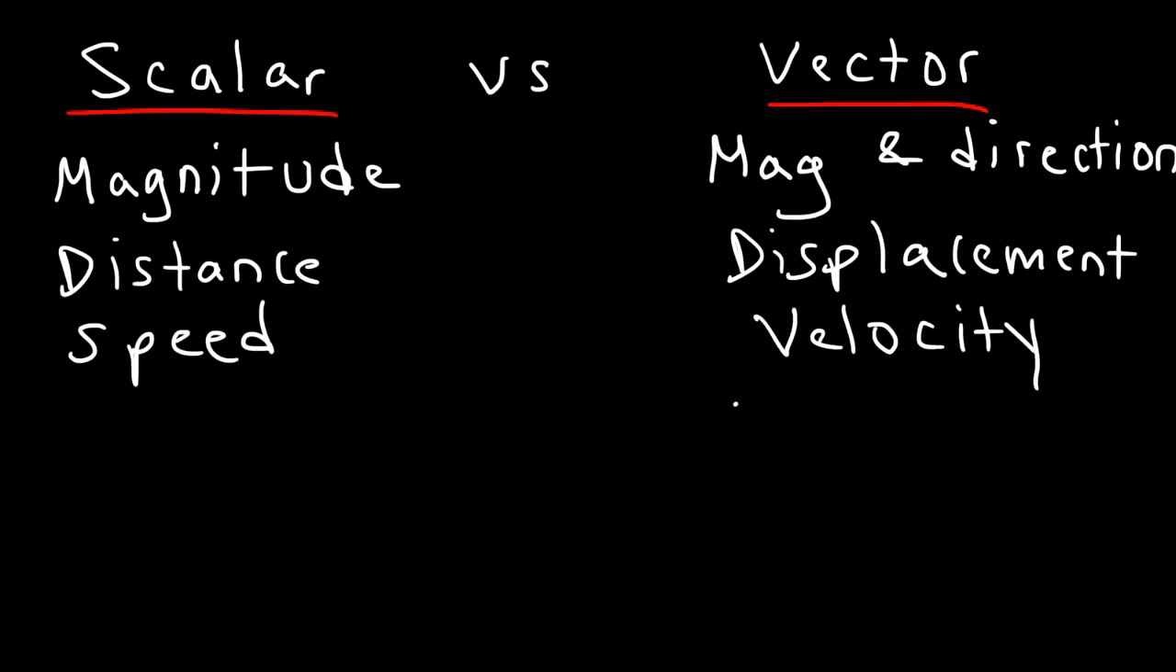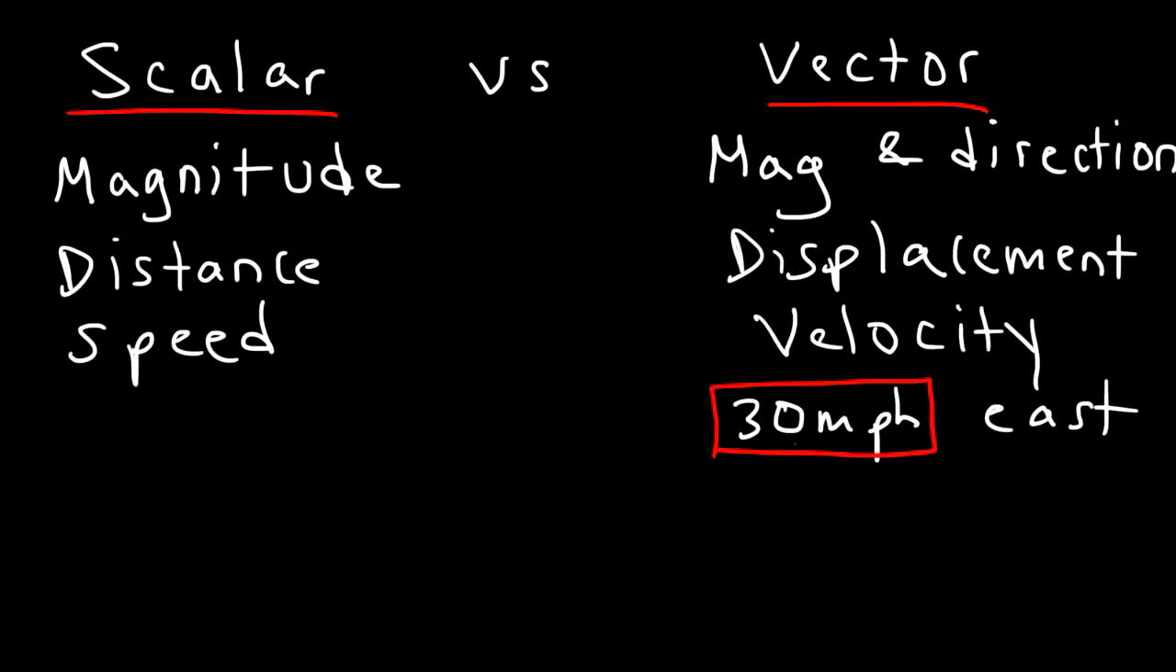So velocity, we describe it as, let's say, 30 miles per hour east. The 30 miles per hour, that is the magnitude. That's how fast it's moving. It's the numerical value. The direction part of the vector is east. So you got to have those two parts, magnitude and direction, for a quantity to be a vector.